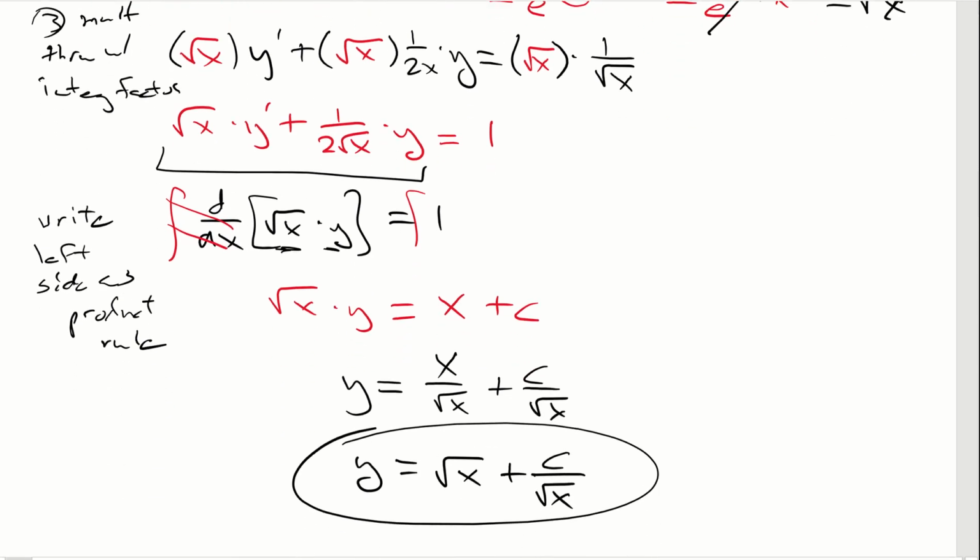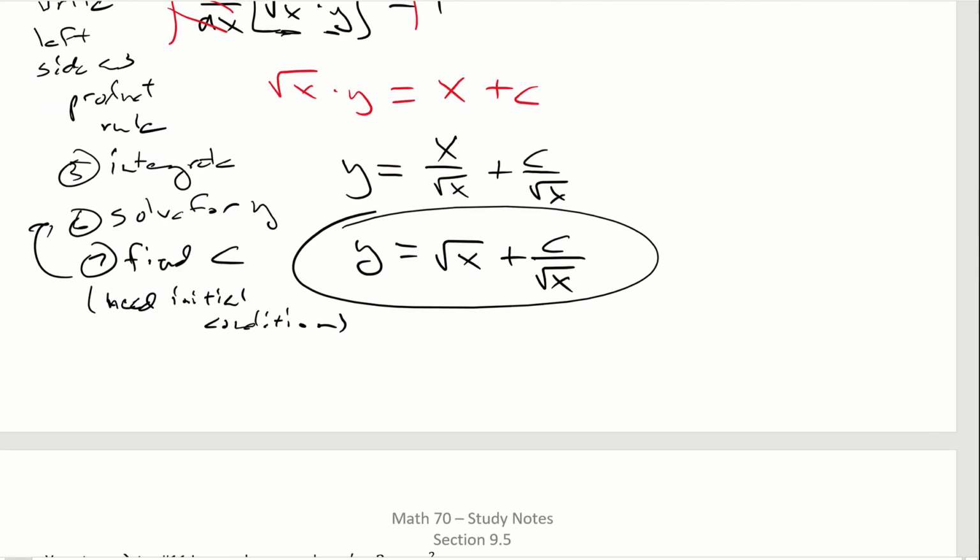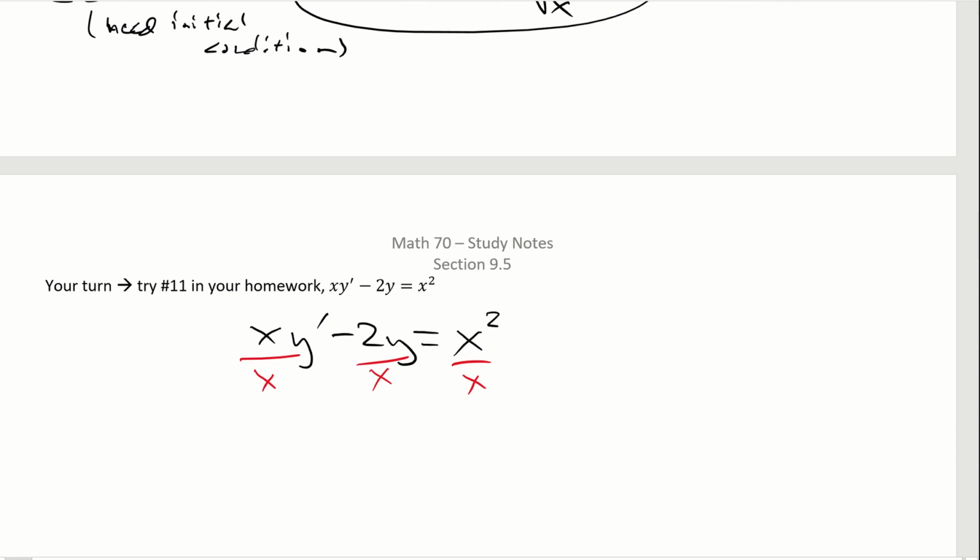And then integrate. Step 5, integrate. 6, solve for y. And there is a 7, find c. You need an initial condition, and that's going to be next video. And it's easy, it really is. And that doesn't have to be 7, it can be whenever you're done integrating. Okay, so back to this one then, step 1, we did that. All right, let's keep going.